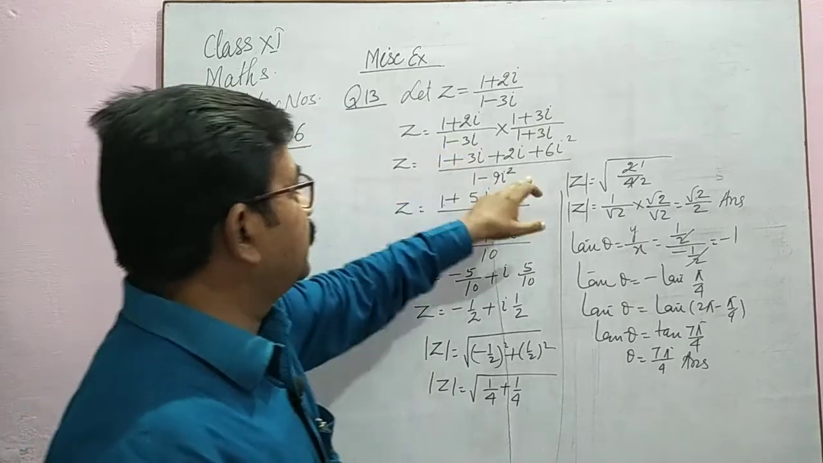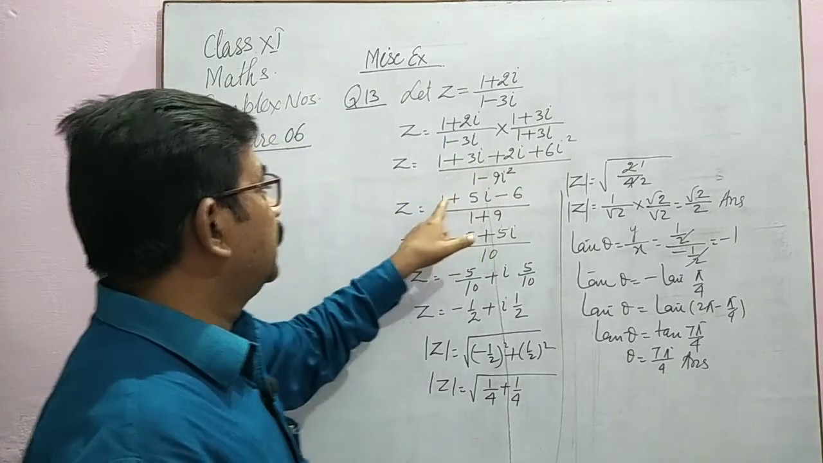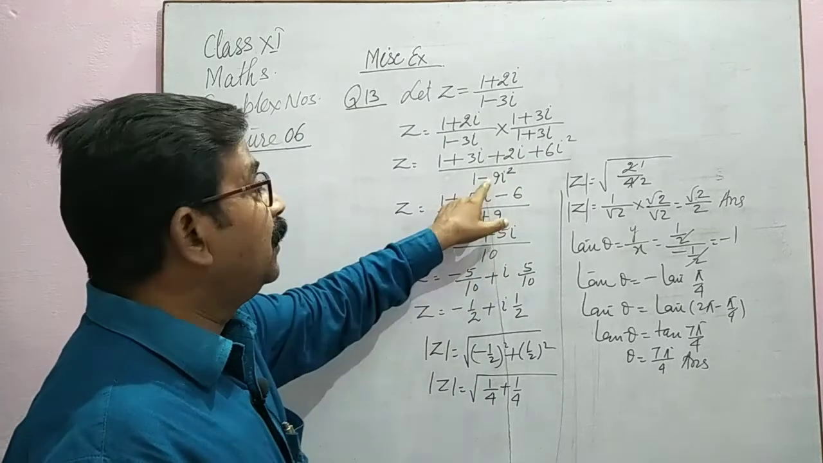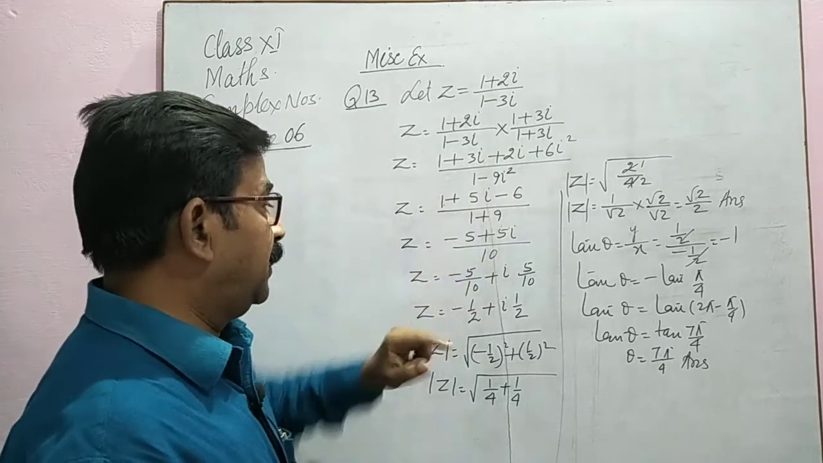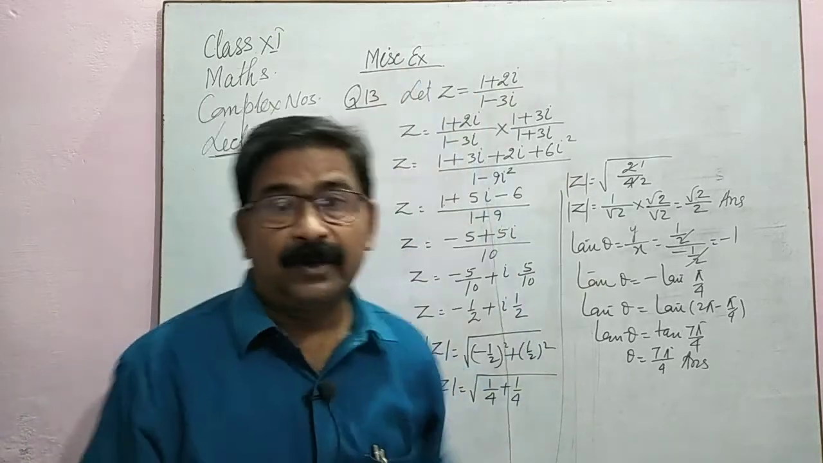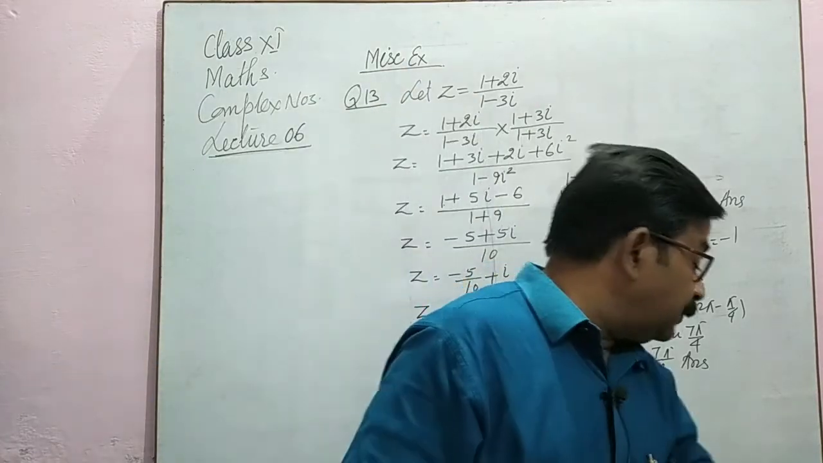Here 1 minus 3i square. 2 plus 3, 5i. This is minus 6. So we have minus 5 plus 5i. Here we have i square is minus 1, 9 plus 1, 10. Divide this in both, you will get this complex number, and after that you can proceed. Got it? So this was the question.